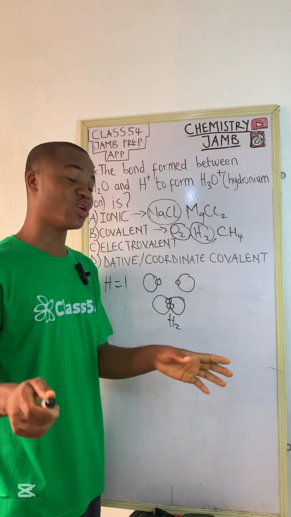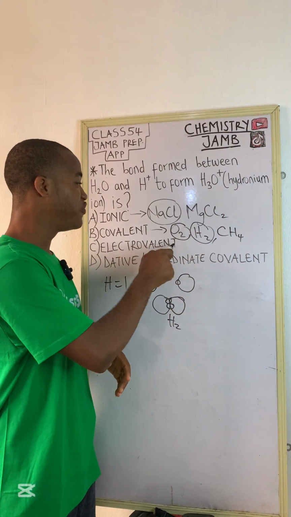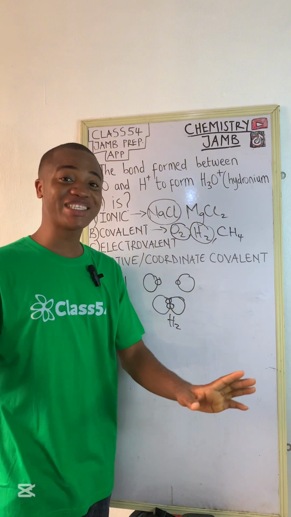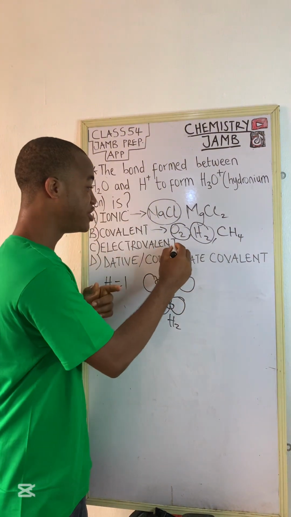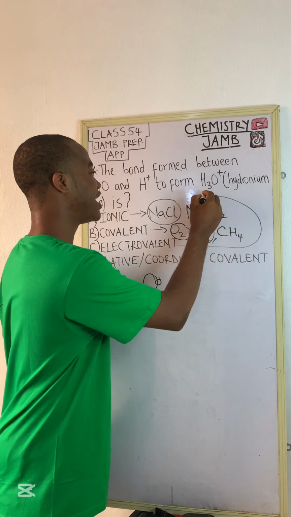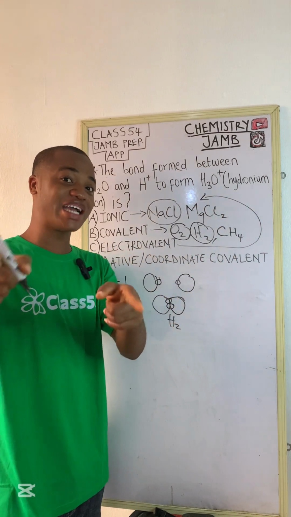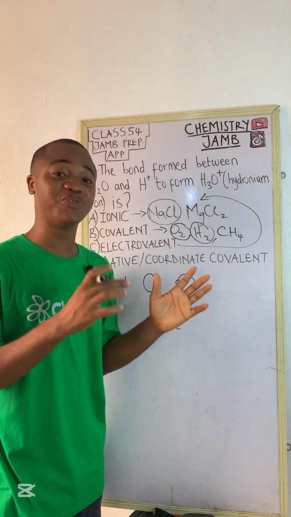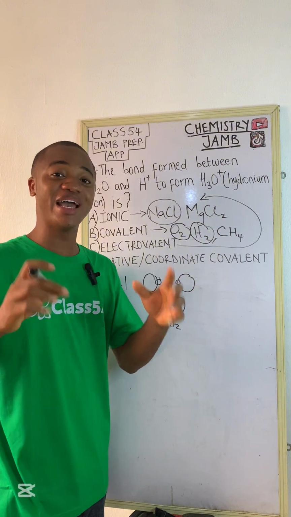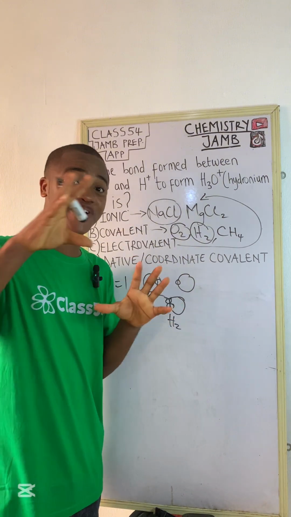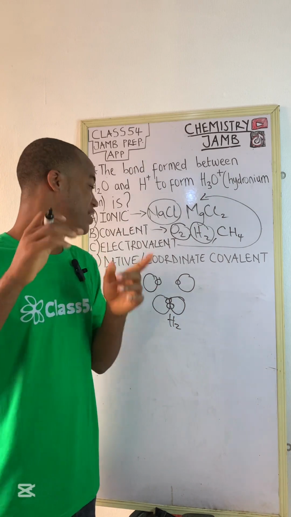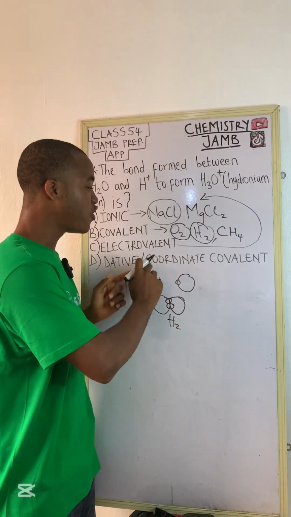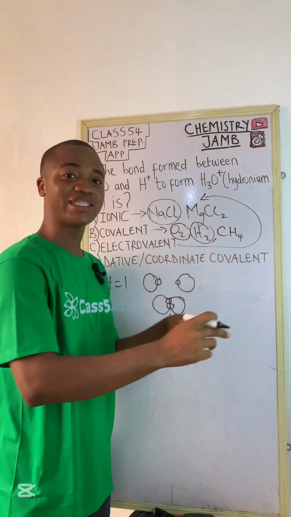Let us move to the next option. The next option is electrovalent bonding. Don't get confused. Electrovalent bonding is another name for ionic bonding, which I explained earlier is a type of bonding where electrons are completely transferred from one atom to another. So let us move to our last option, which is dative or coordinate covalent bonding.